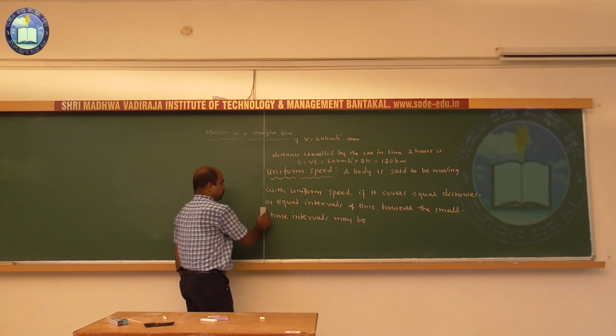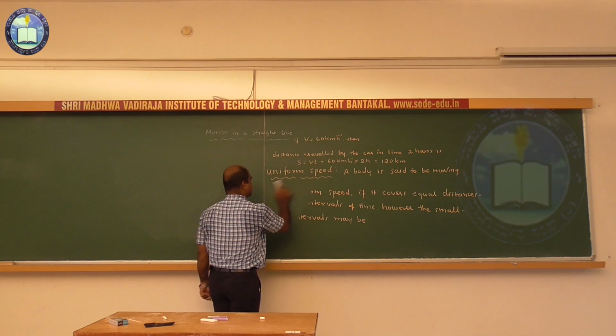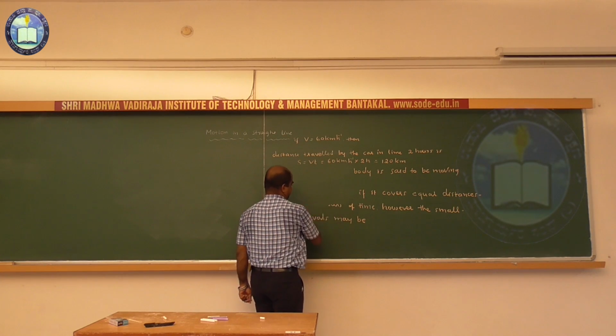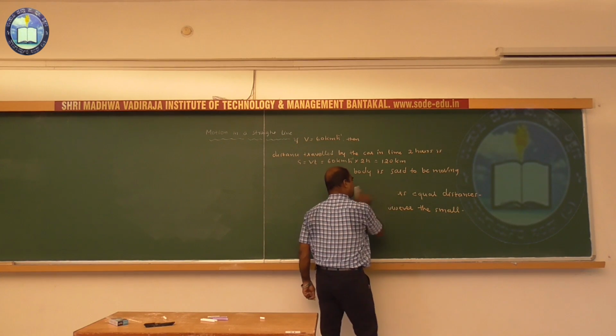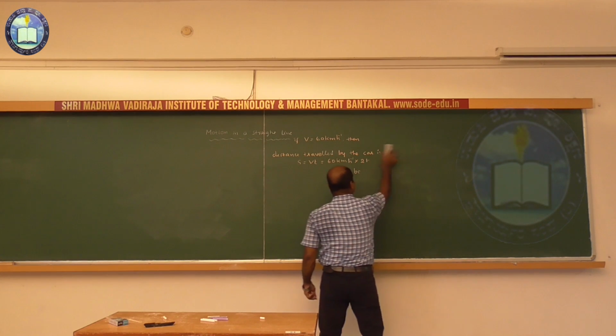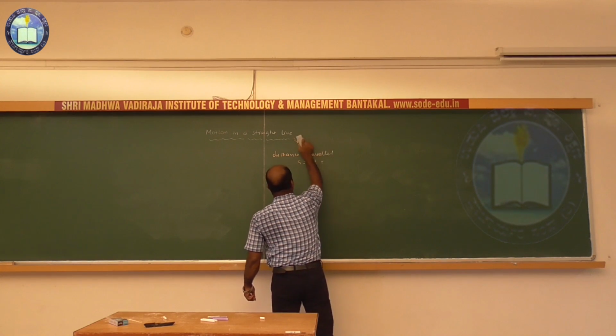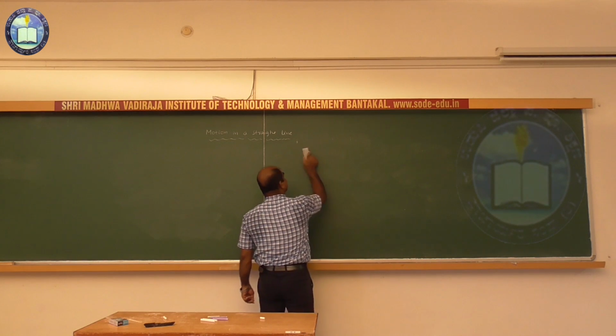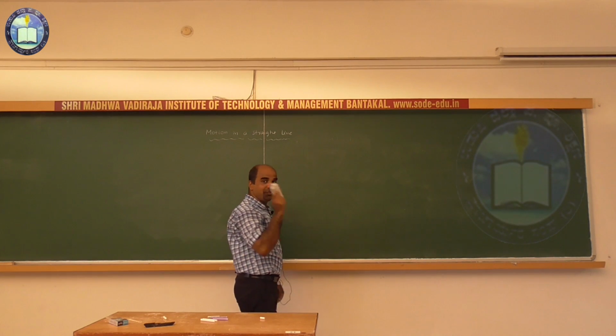We studied here uniform speed, that is, speed remains constant. When the speed of the particle remains constant, then the body is said to have uniform motion.